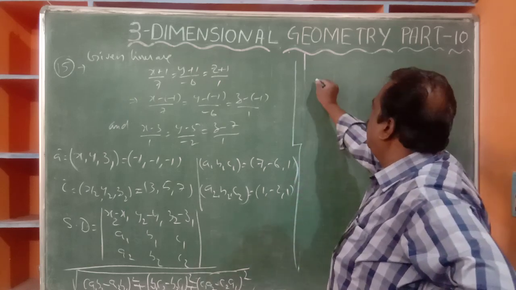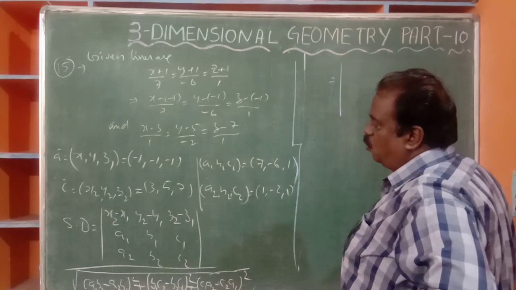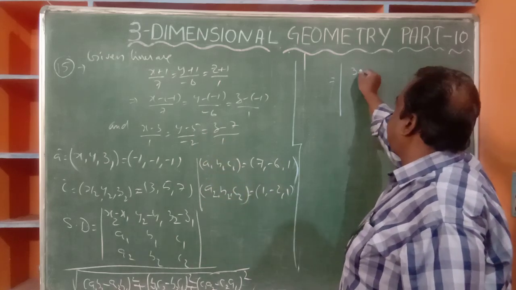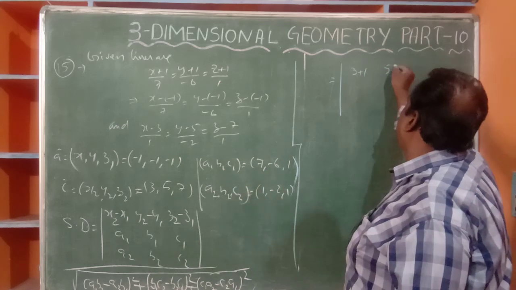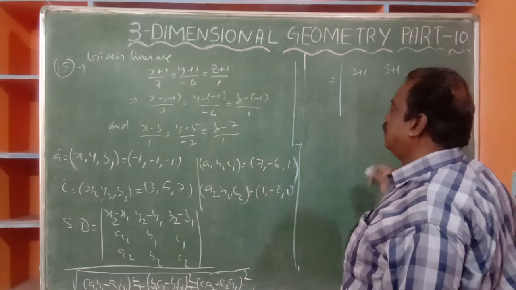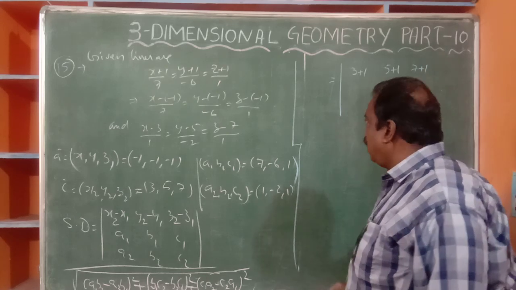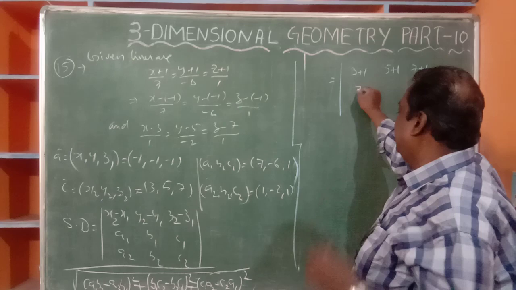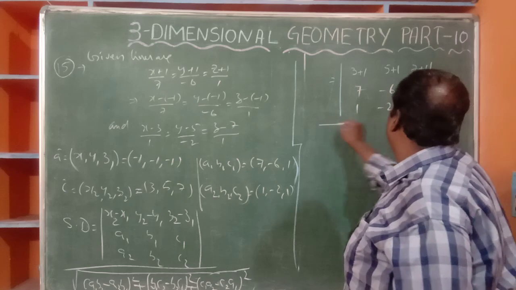Now you see, that is x2 minus x1. x2 is this one, 3 minus of minus 1, 3 plus 1. Next, 5 minus of minus 1, 5 plus 1. 7 minus of minus 1, that is 7 plus 1. Okay? Next, a1, b1, c1: 7, minus 6, 1. And 1, minus 2, 1.